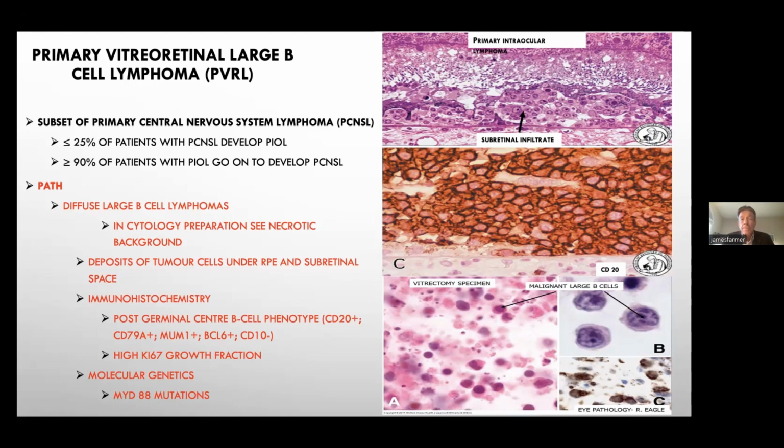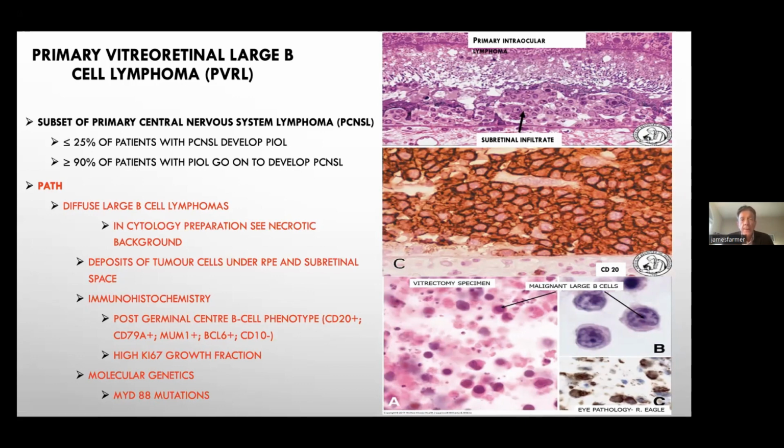The deposits of tumor in an eye that would be enucleated, or if there had to be a retinal biopsy taken, would be under the retinal pigment epithelium and in the subretinal space. That's below the, this is the choroid. This is the sub-RPE space. And then this is the subretinal space. They can extend into the retina and then eventually into the vitreous.